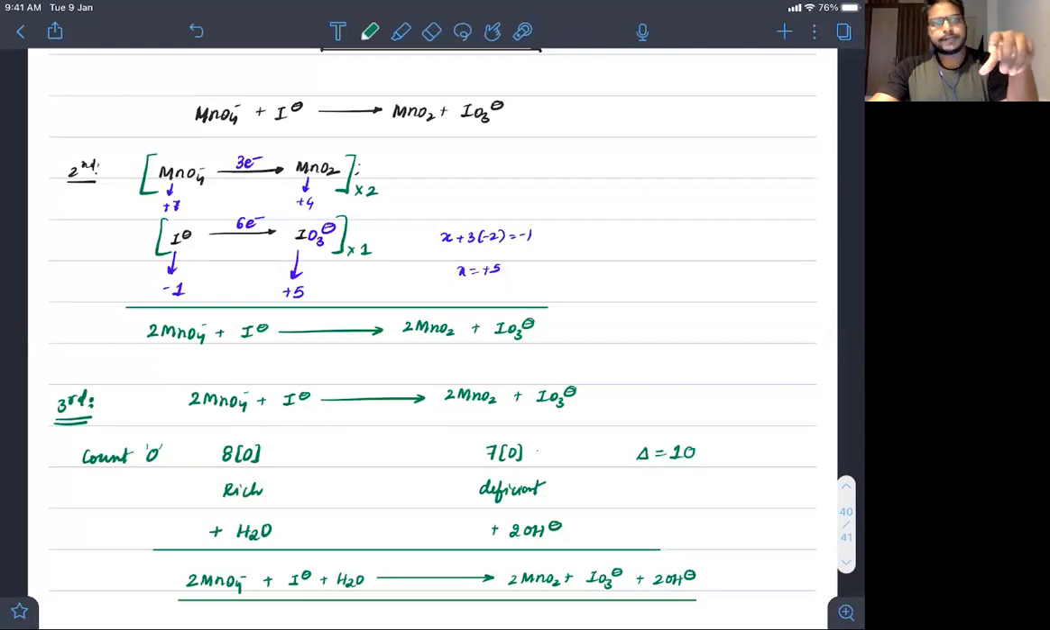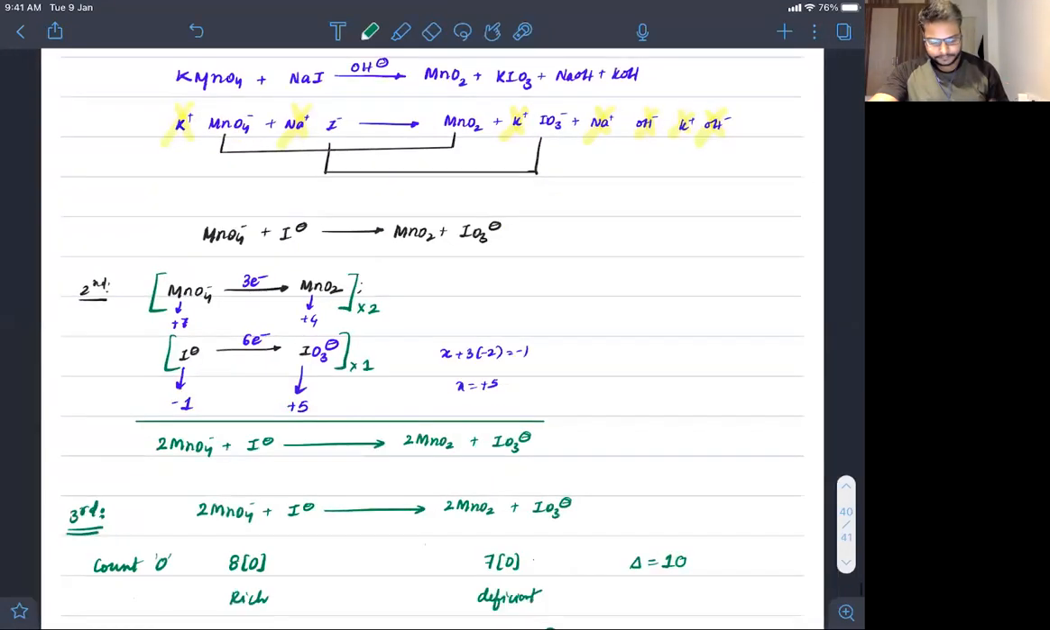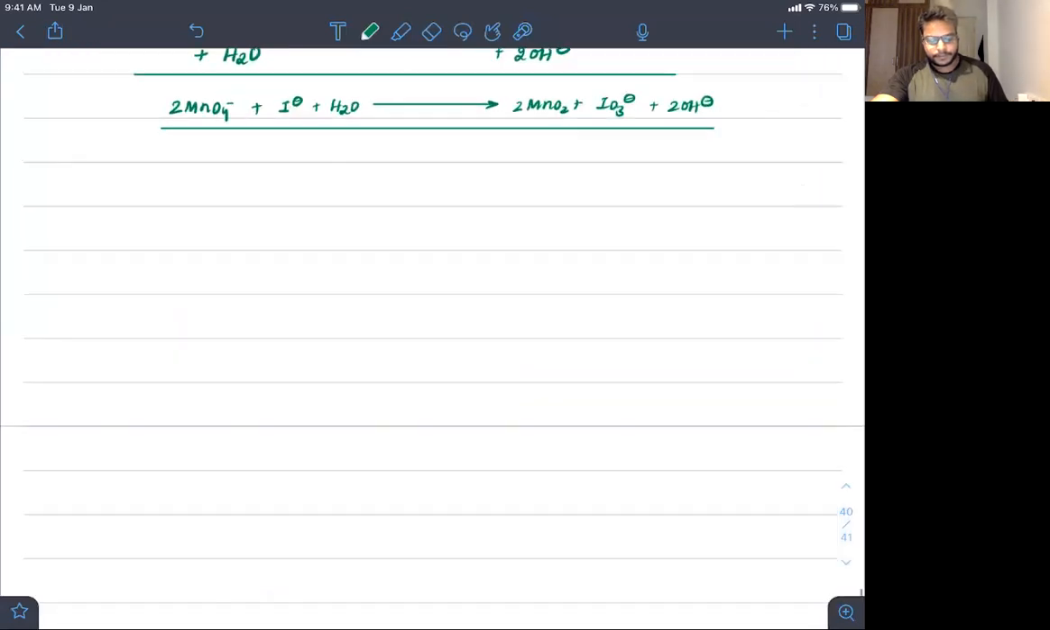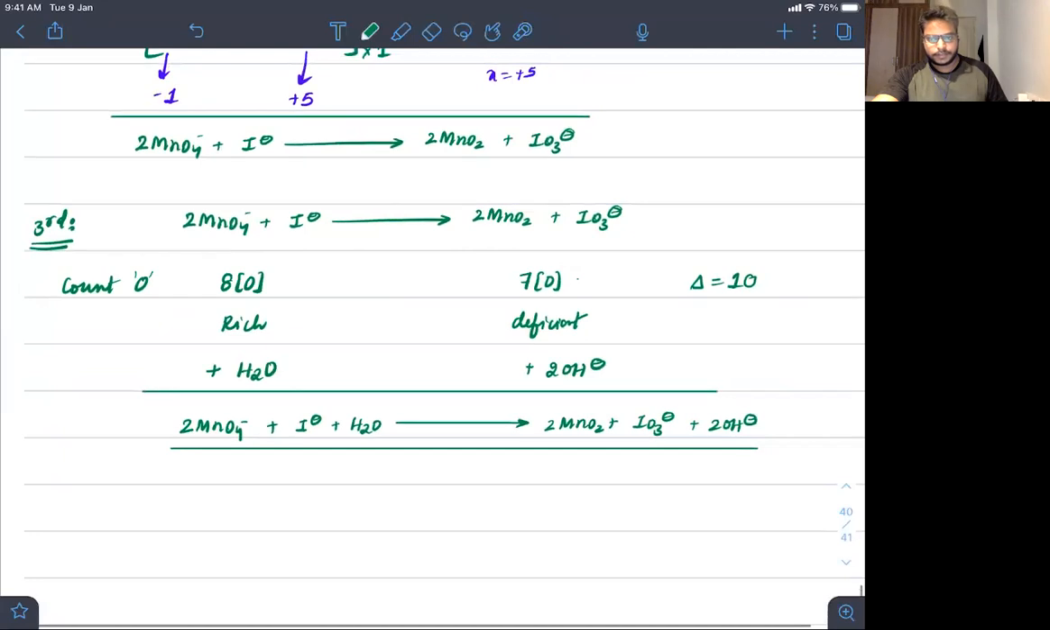Now, students, balancing in basic medium or aqueous medium is same. So there are literally two rules. One is for acidic medium, one is for basic and aqueous medium. So basic and aqueous medium are same. Done, everybody. All the steps are done.